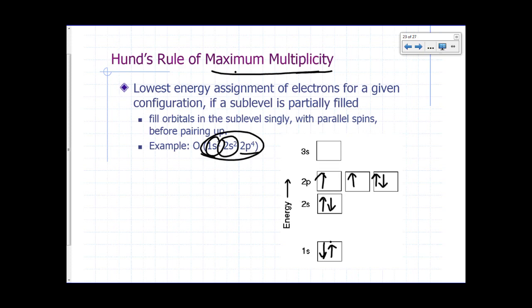the pair over here instead. Or you can flip those spins. You can have spin down, spin down, spin down, and then pair up over here. Okay, so as long as you have the maximum number of unpaired electrons, you have maximum multiplicity.